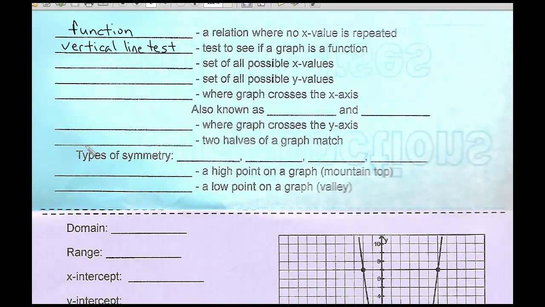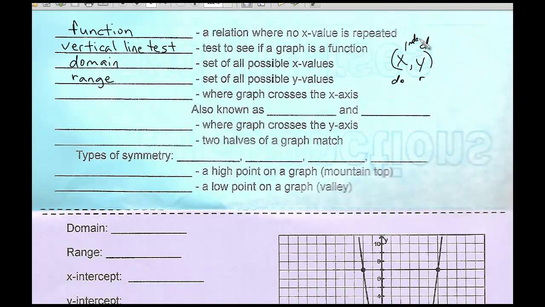The set of all possible x values is the domain. The set of all possible y values is called the range. And remember, you can also use this little mnemonic to help you remember and keep domain and range separate. X, Y, check your ID at the door.